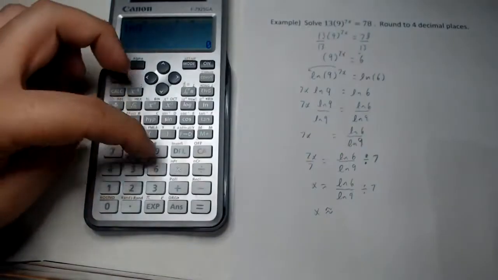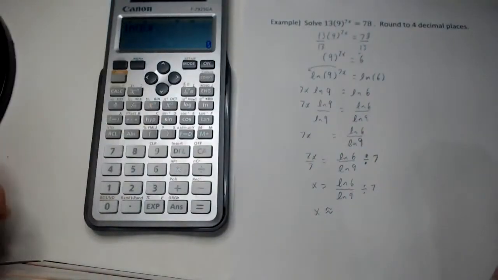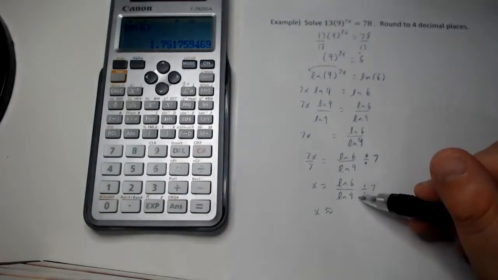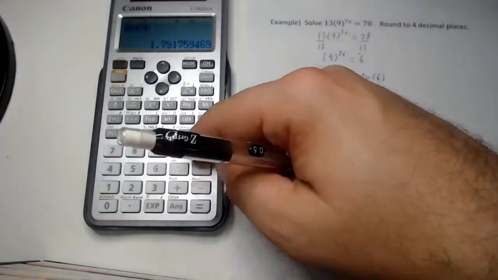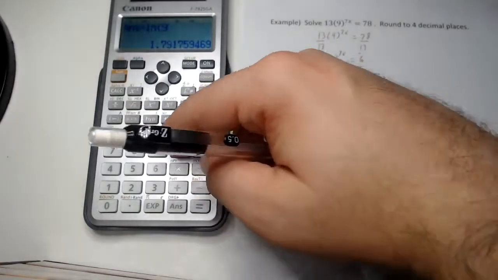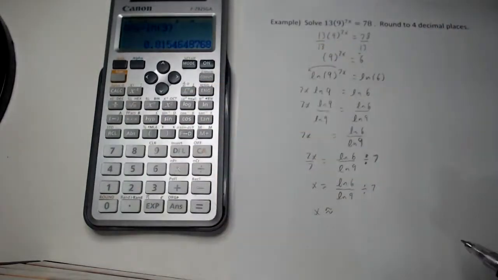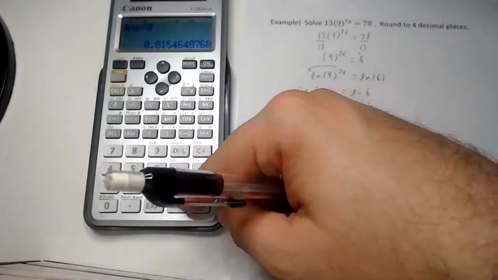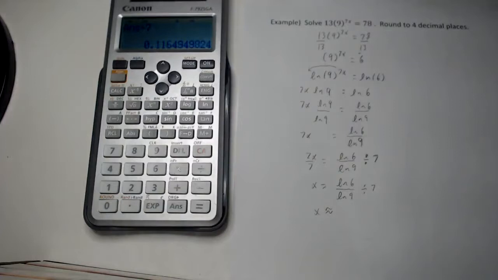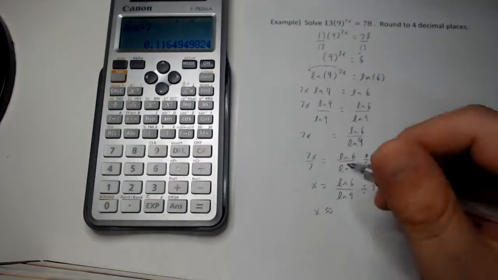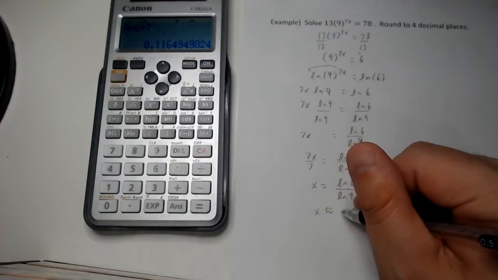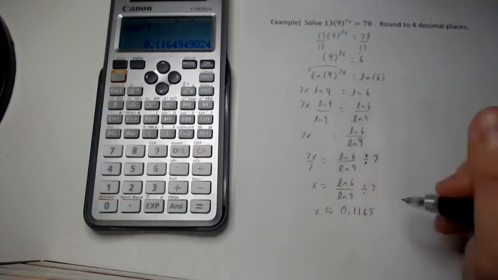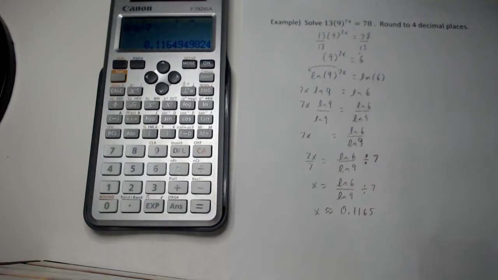So natural log of 6 equals. Divide by the natural log of 9. And now divide by 7. Okay, round to 4 decimal places. x is approximately 0.1165.